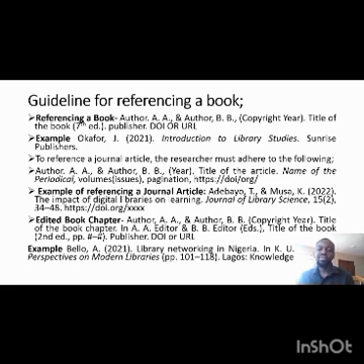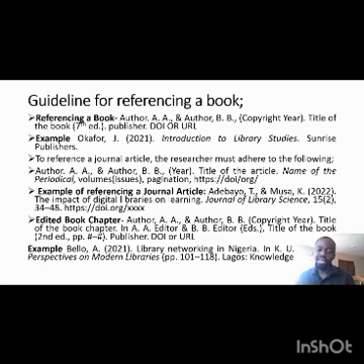For instance, we have Adebayo, T. and Musa, K. in 2022. The impact of digital libraries on learning. This is the name of the journal now, Journal of Library Science, while this is the title of the article. The name of the journal is italicized. You can see this is the volume and then the issue. So this is the page number and this is the URL or the DOI right there.